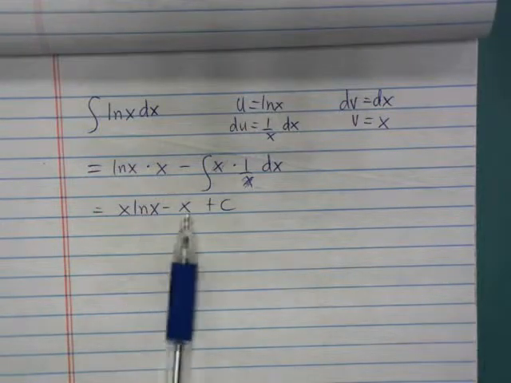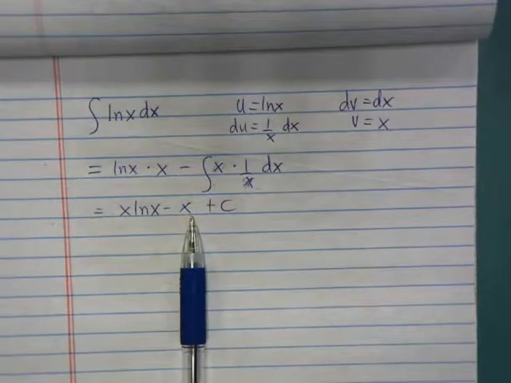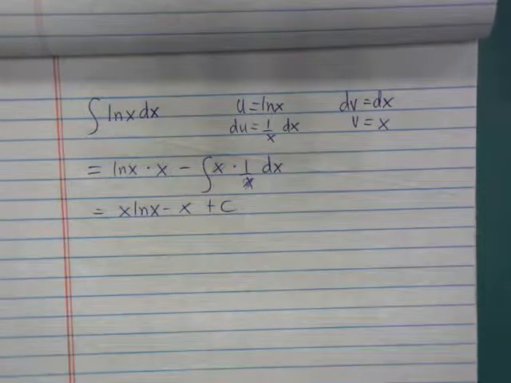If you were to take the derivative of this, you can go home and check it. Take the derivative of x ln x minus x. You should end up with ln x. Try it, see if it works. I promise it does. He's checking it anyway. He doesn't believe me.